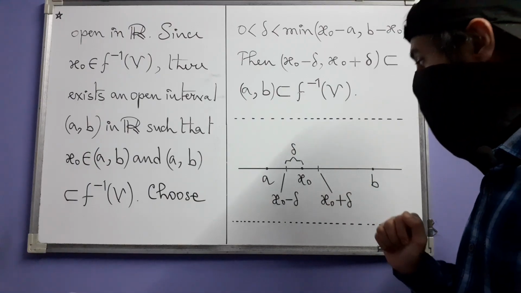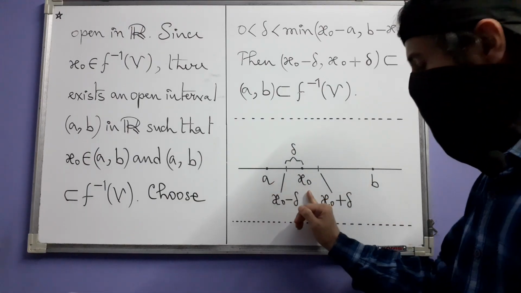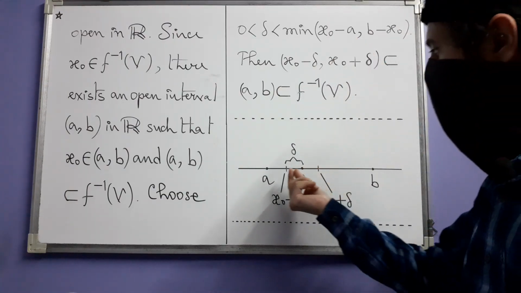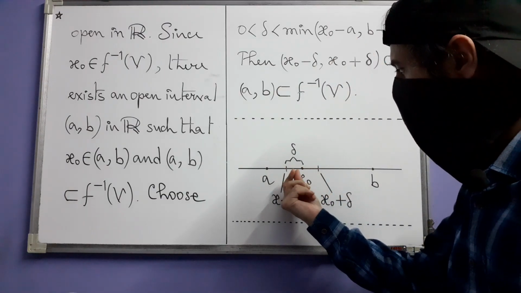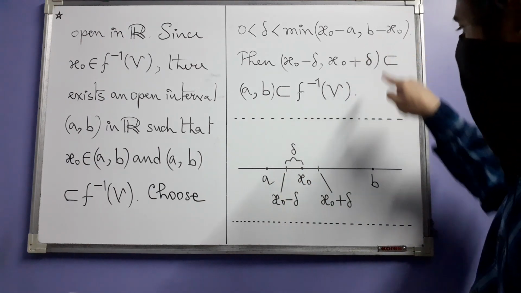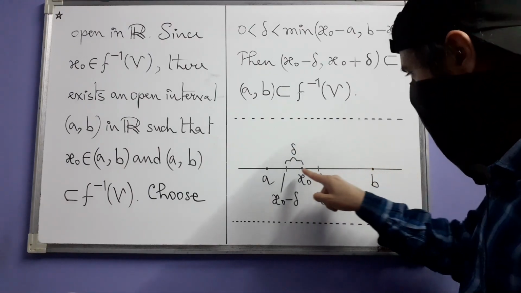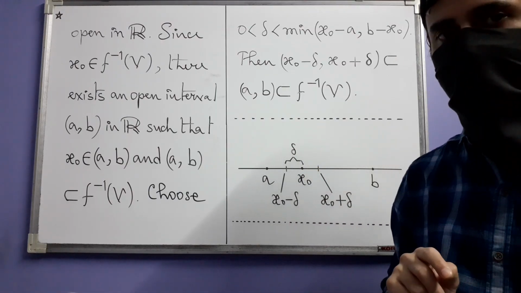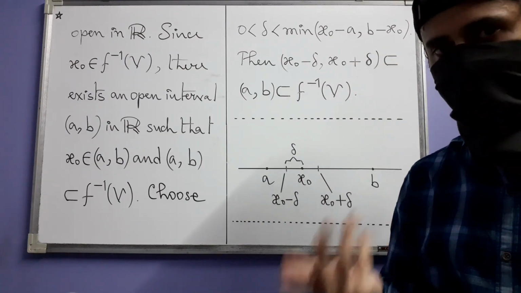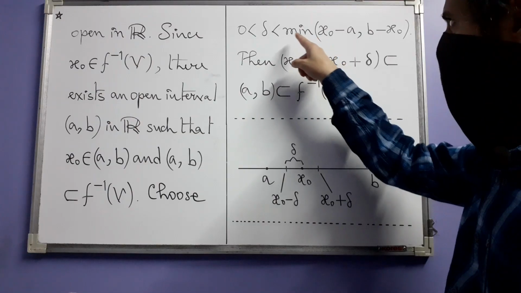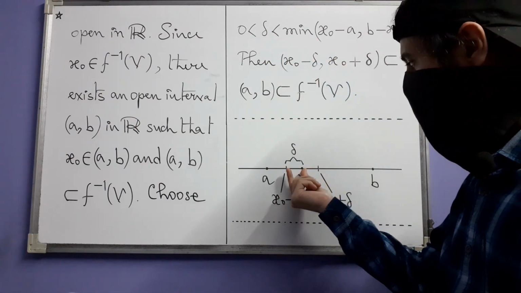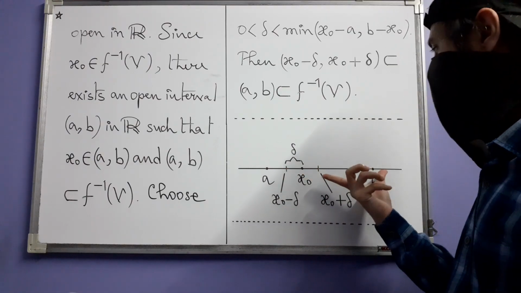And then what does that mean? It means that a is less than x0, and x0 minus a is this distance, the distance from a to x0. Similarly, b minus x0 is this distance, the distance of x0 from b. Obviously both of them are positive, so their minimum is also positive, and you can choose a positive real number even smaller than that. Say this delta, which is smaller than this as well as this.